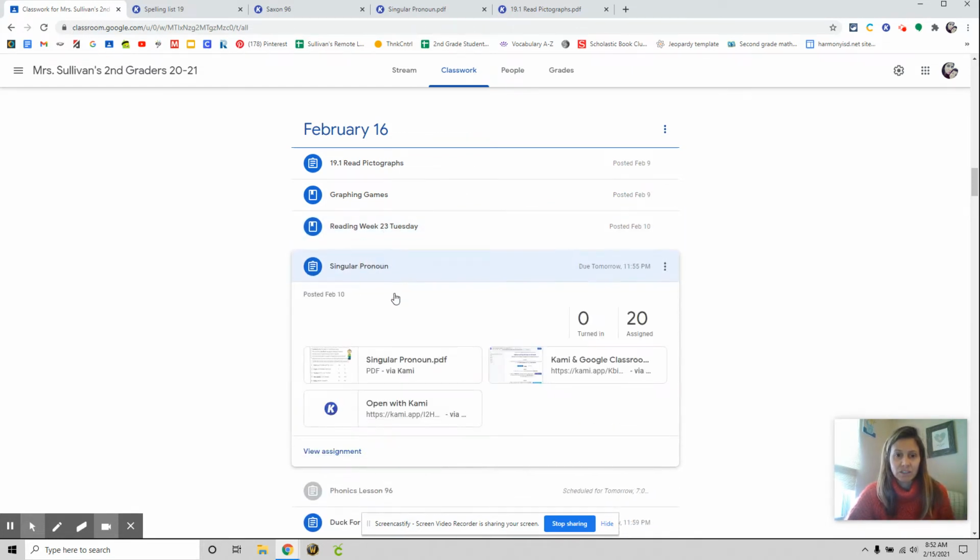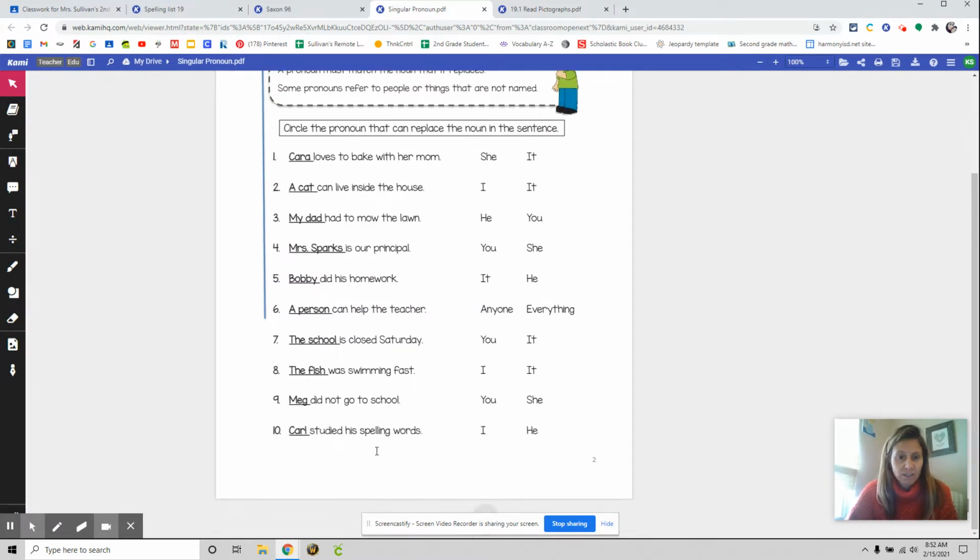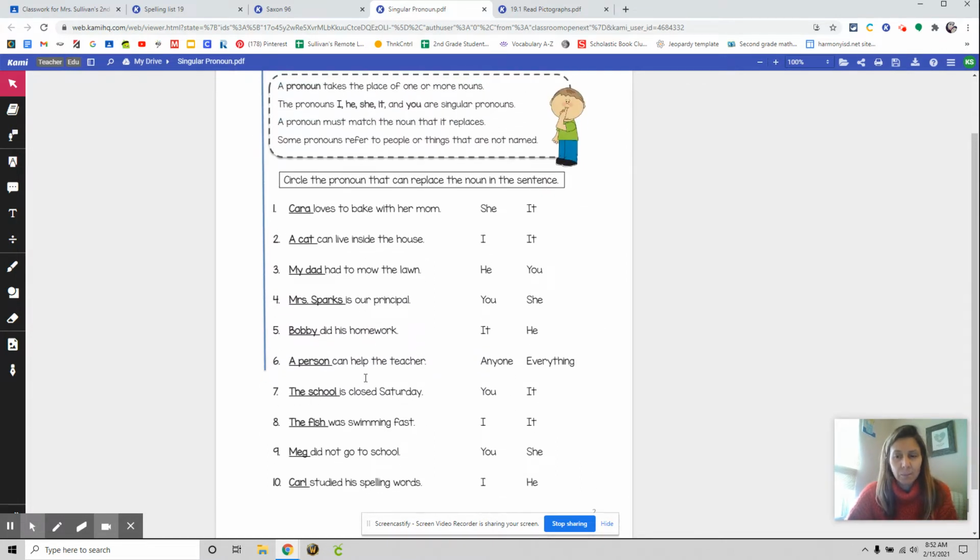The next thing you'll need to do is singular pronouns. And this is what the worksheet looks like when you open it in Kami. A pronoun takes the place of one or more nouns. Pronouns like I, he, she, it, and you, those are all singular, which means one. A pronoun must match the noun that it replaces, and some pronouns refer to people or things that are not named. So on this assignment, it's just one page, pretty simple.